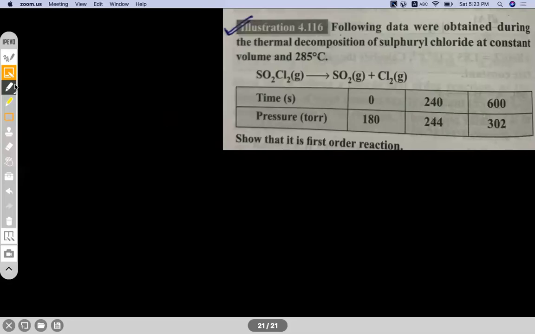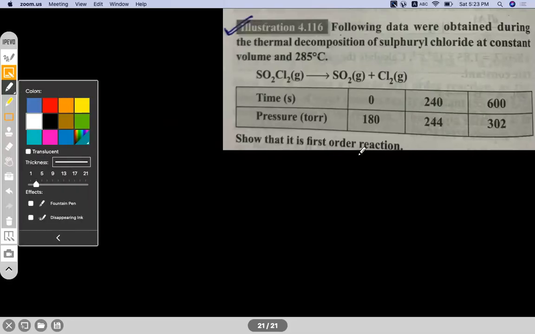See what you need to do here. If it is a first order reaction, then for this data you'll have the value of rate constant K. So find out the rate constant K for this data, and for the second time again find out the rate constant K for this data. This must be equal if it is first order. So if it comes out to be equal, the reaction is of first order, otherwise it is not.